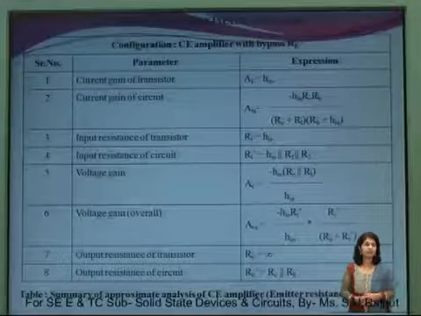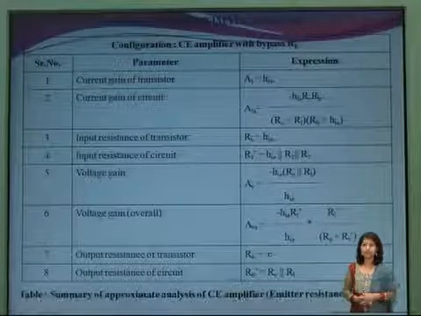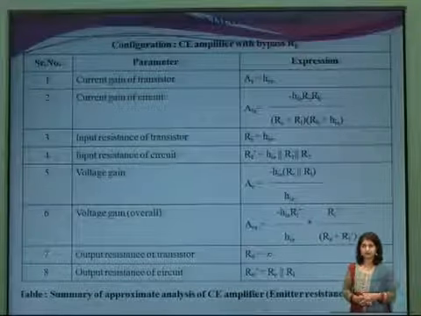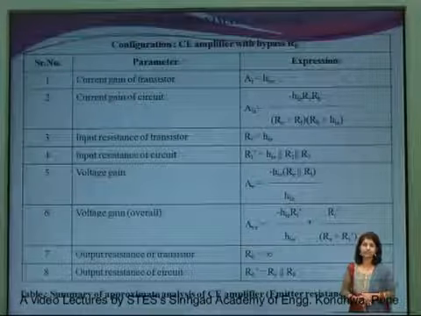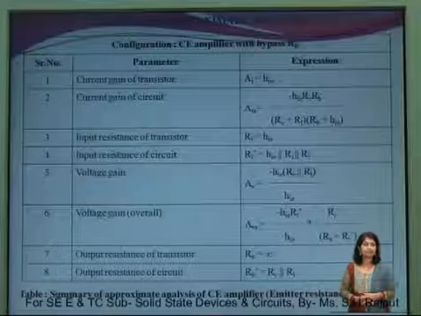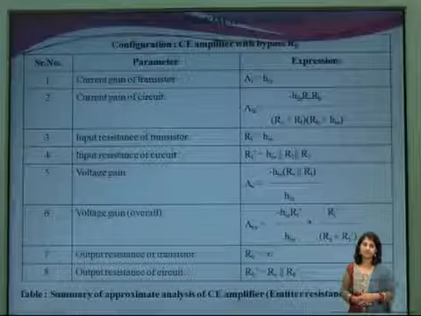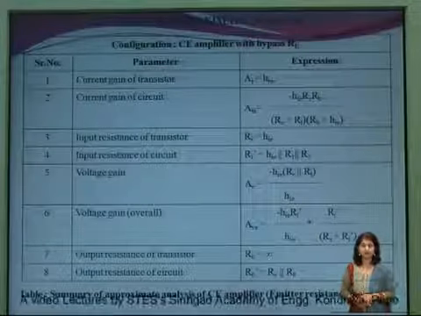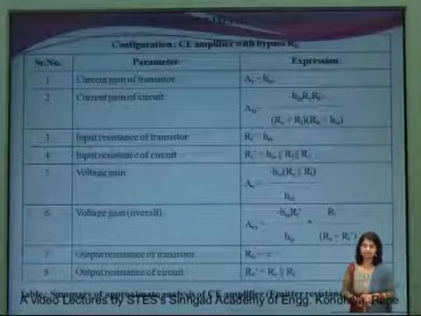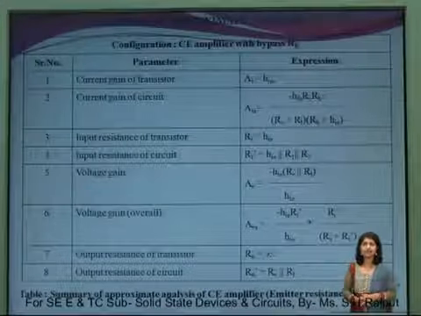Then the fifth parameter is the voltage gain of the circuit. It is given by AV equal to minus HIE in bracket RE in parallel with R1 divided by HIE. The next one is the voltage gain for the overall circuit, given by AVS is equal to minus HIE into Ri dash divided by HIE into Ri dash divided by Rs plus Ri dash.